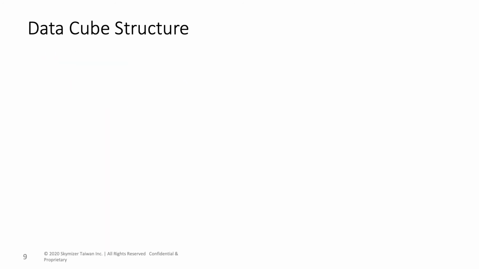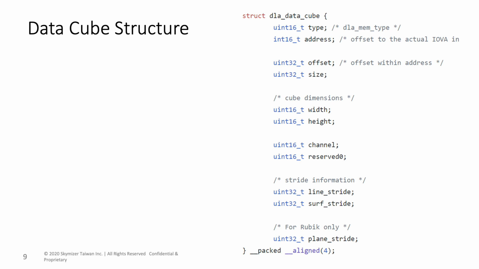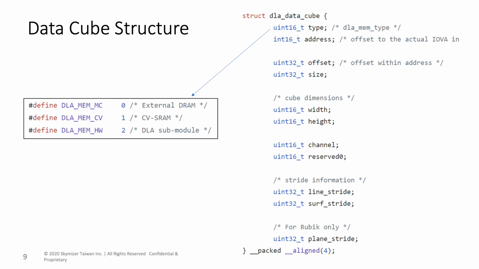The structure DLA_DATA_CUBE defines information regarding an NVDLA data cube. The structure defines the width, height, and channel dimensions of the cube, as well as its size in bytes and location in memory. Line stride and surf stride were introduced earlier. They enable the hardware to find the memory address of any element in the data cube. Memory type can be set to DRAM, SRAM, or another upstream or downstream engine in case of fusion.